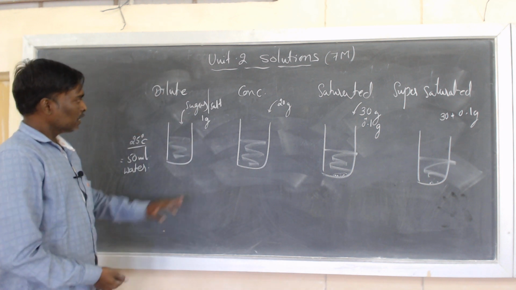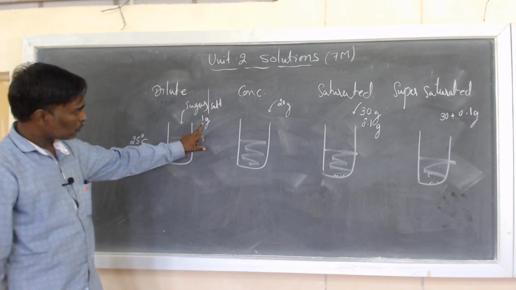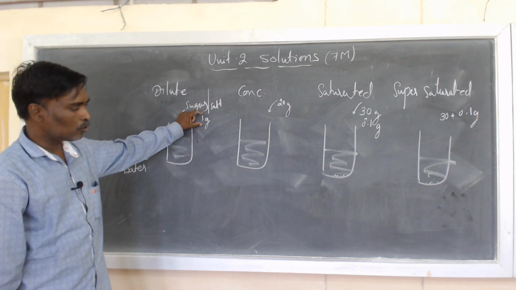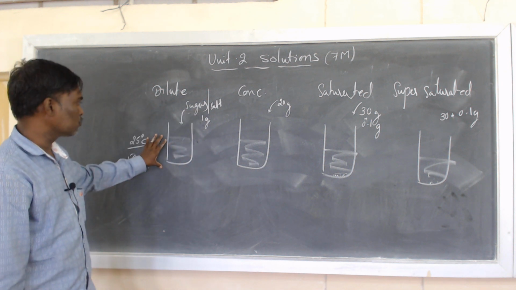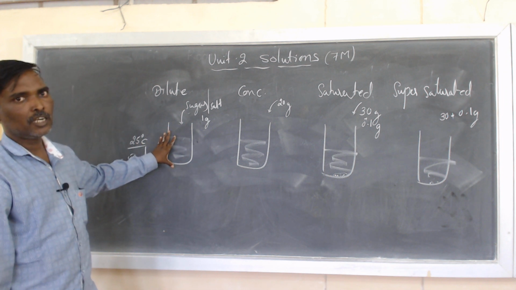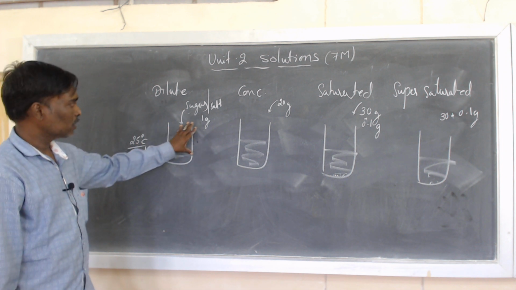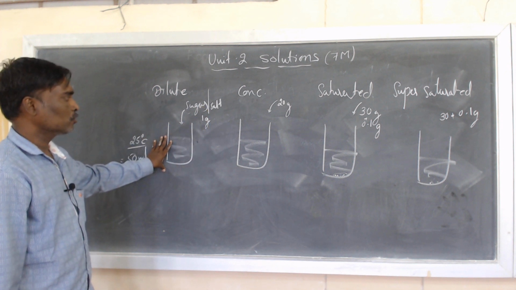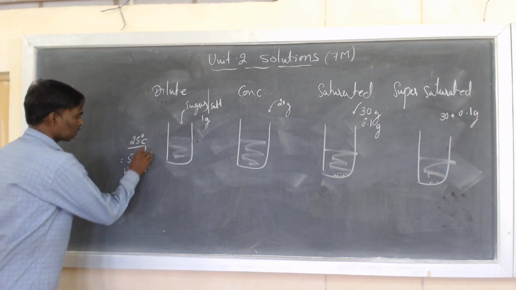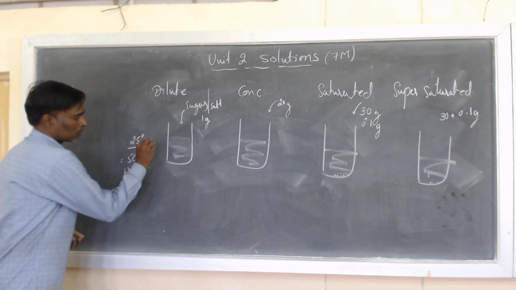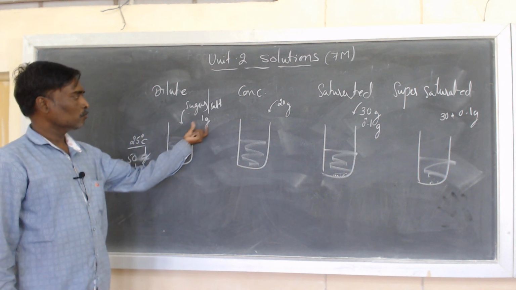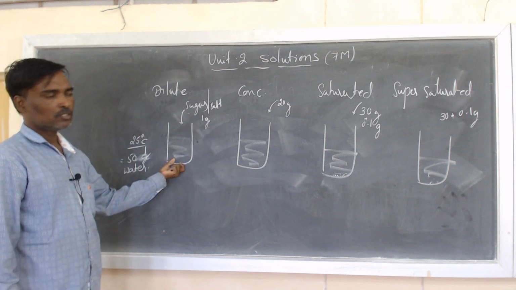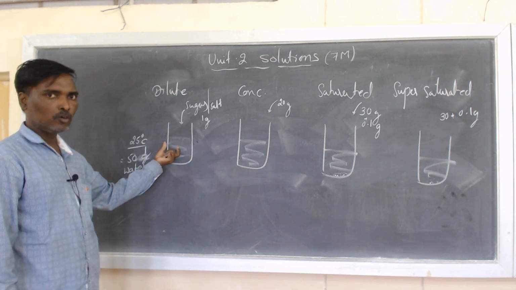Now students, here the quantity of this solute is very less compared to the solvent, so we call this a dilute solution. The solvent is 50 ml, or say 50 grams of water, so it is a very small amount, 1 gram in 50 grams of water. So it is a very dilute solution.